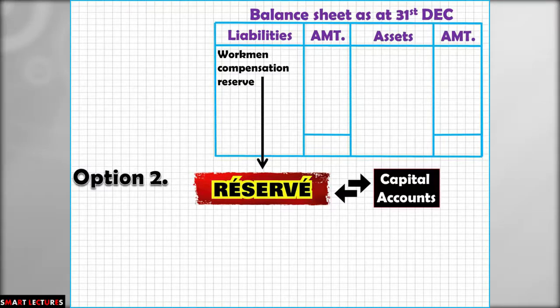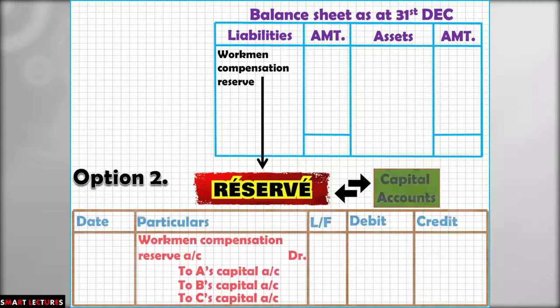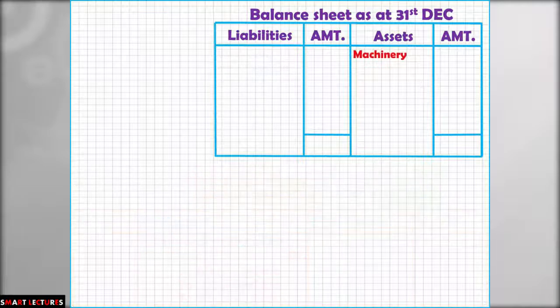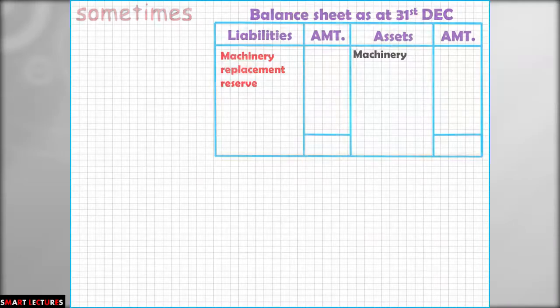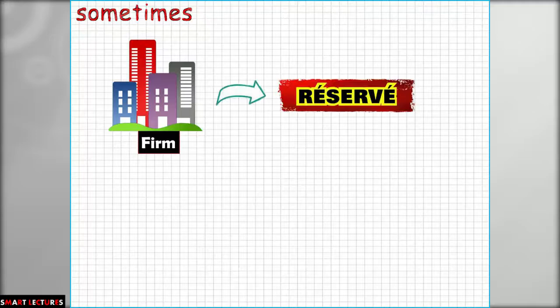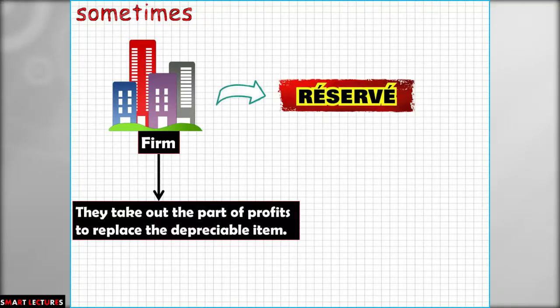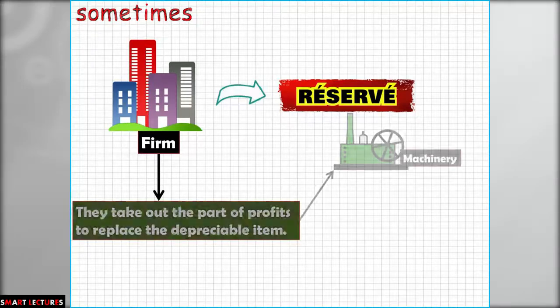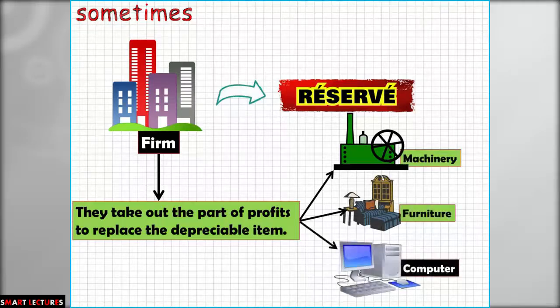In that situation, the journal entry will be workman compensation reserve account debit to A's capital, to B's capital, to C's capital. Next item is, suppose there is machinery on the asset side and machinery replacement reserve on the liability side. Sometimes some firms create reserves, means they take out the part of profits to replace the depreciable item.